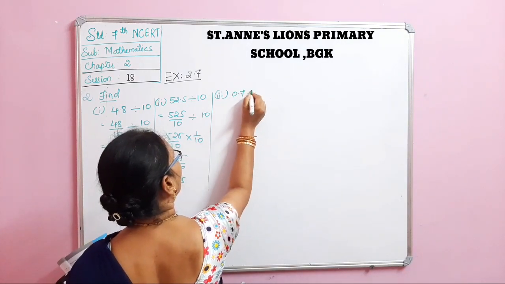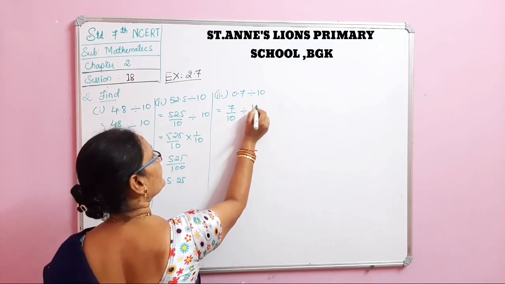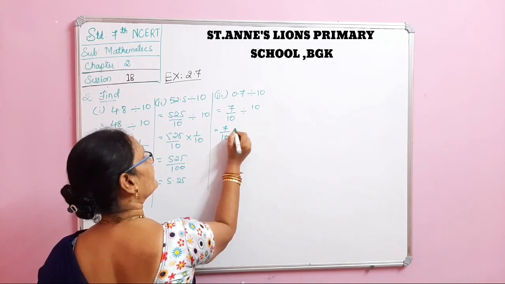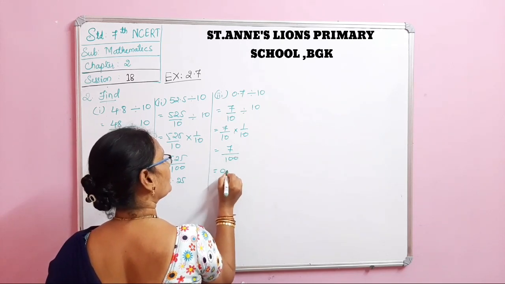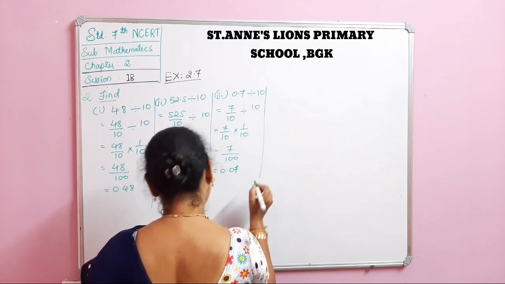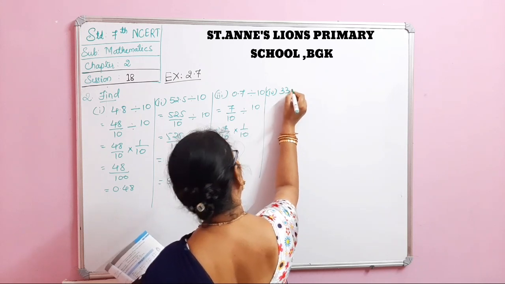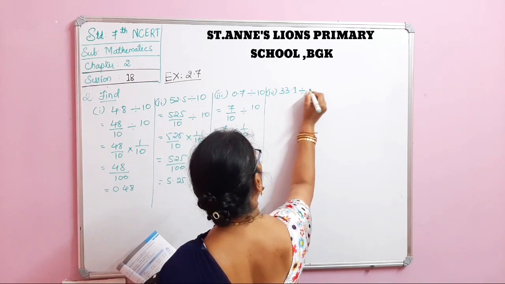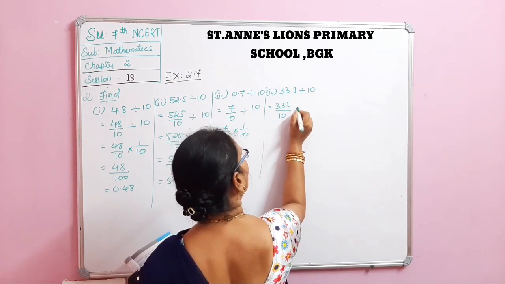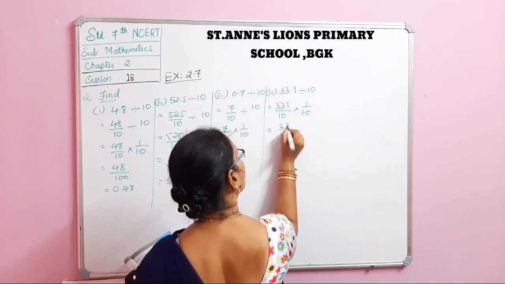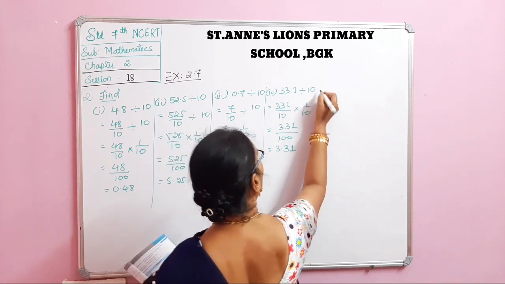0.7 divided by 10. That can be written as 7 by 10 divided by 10. 7 by 10 into 1 by 10. So 7 by 100. That is 0.07 is the answer. Next, 33.1 divided by 10. 331 by 10 into 1 by 10. So 331 by 100. That is 3.31.